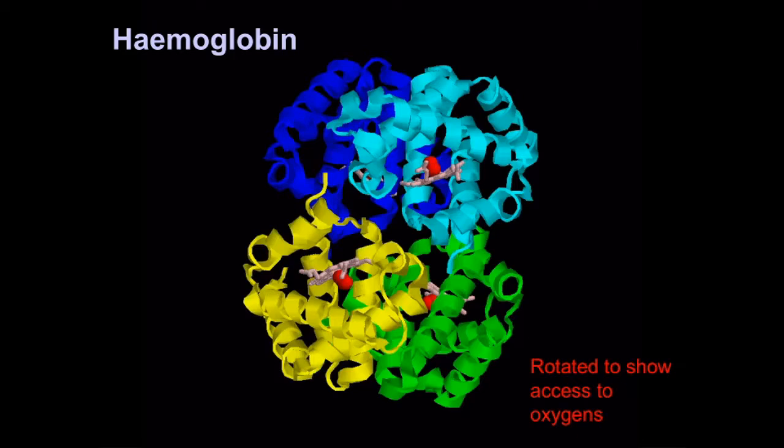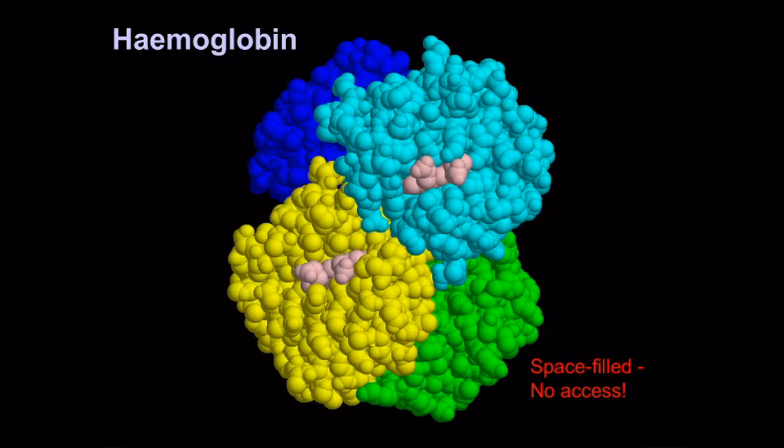If we rotate this to get the best kind of view of how you can access the oxygen molecules, particularly here in the yellow and cyan chains, you can see that there appears to be a path to the surface. However, if we space fill that, you can see that there's no access. So that means that in order to get oxygen in and out, there must be flexibility of the hemoglobin molecule to allow that to happen.